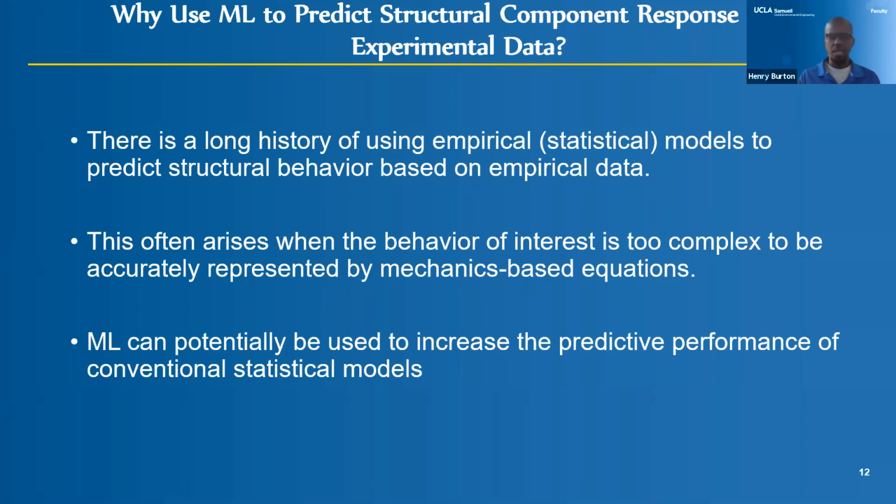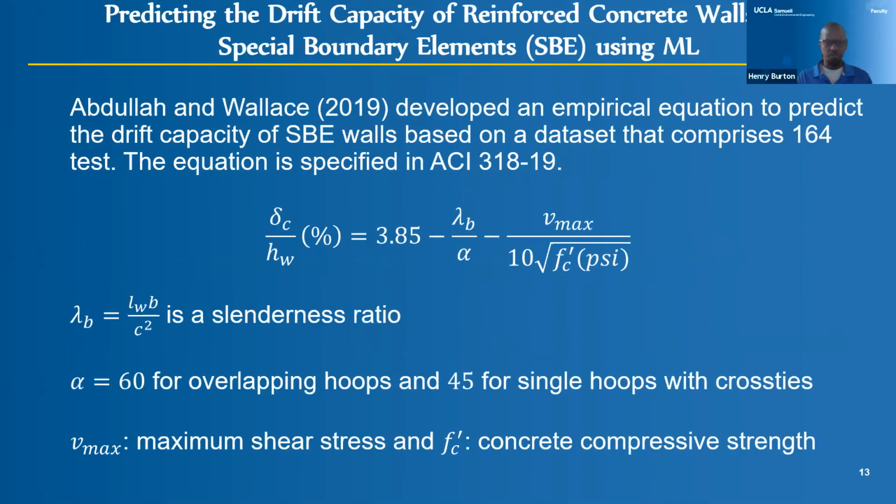And so we would do some physical tests, and then we would fit the data from those experiments to some statistical equation, right? So in that case, you can argue, well, if you're already going to use a statistical model, an empirical model, then it might make sense to see if you can improve the predictive performance of that model, of those more conventional statistical methods, using machine learning, right? So there might be an opportunity for a tangible benefit.